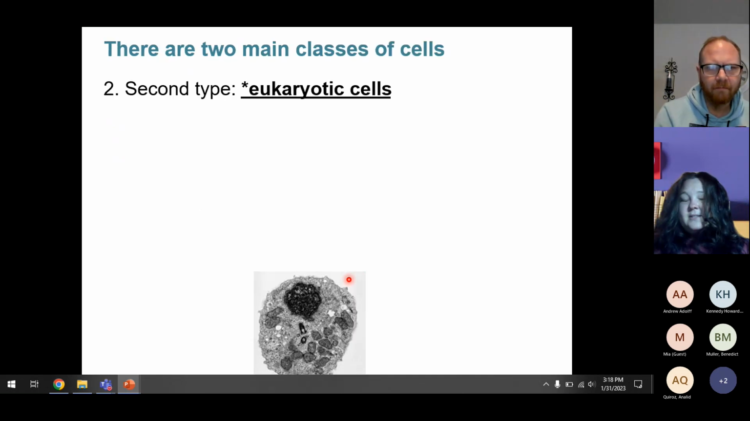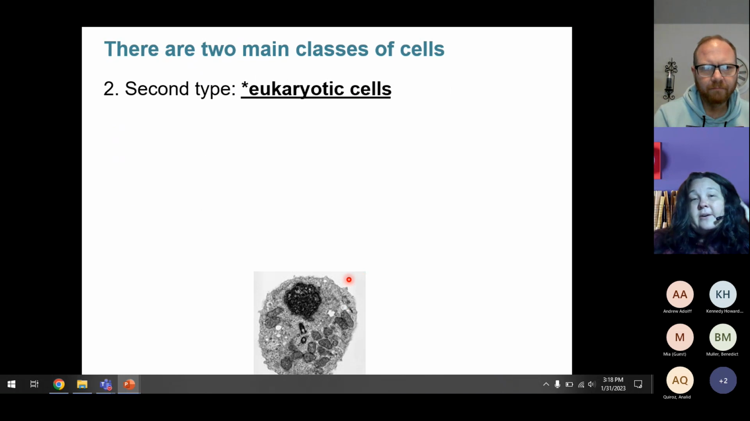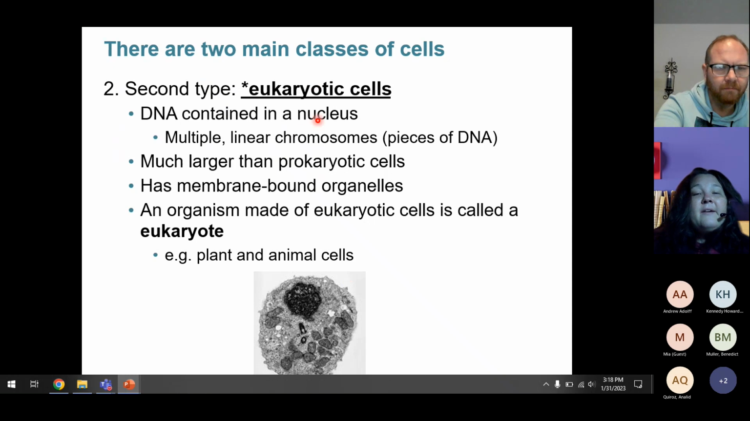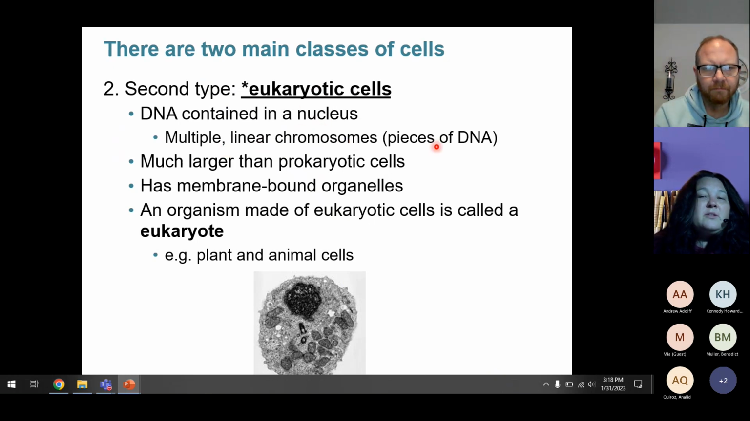So we have prokaryotic cells, and now we also have eukaryotic cells. The prefix "eu" means good. These guys have a nucleus, and they have multiple linear chromosomes. Remember, chromosomes are just pieces of DNA. So instead of a single circular chromosome, eukaryotic cells have multiple linear chromosomes. They are larger, they have membrane-bound organelles, and we call them eukaryotes. Plant and animal cells are eukaryotes.